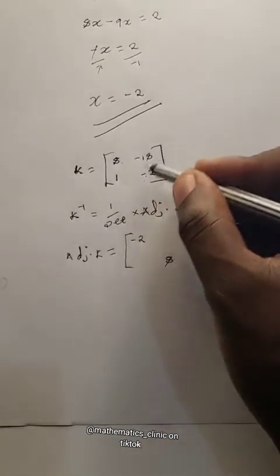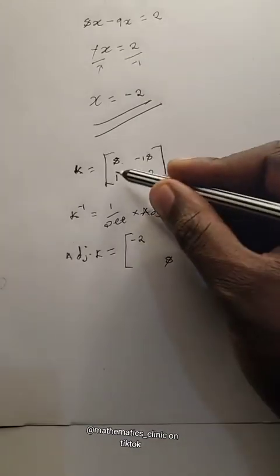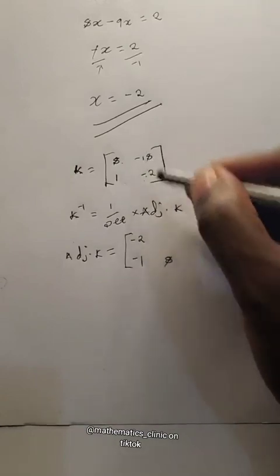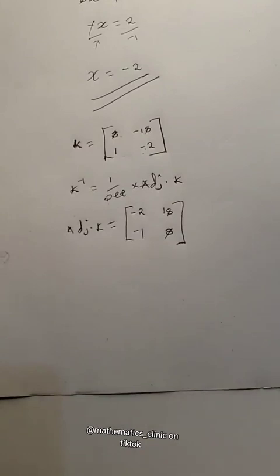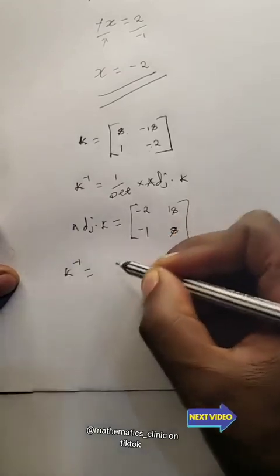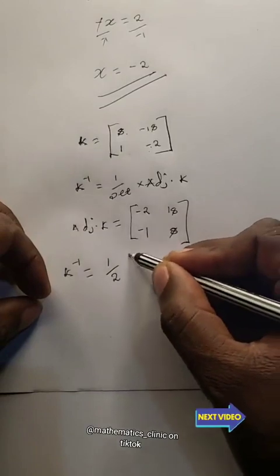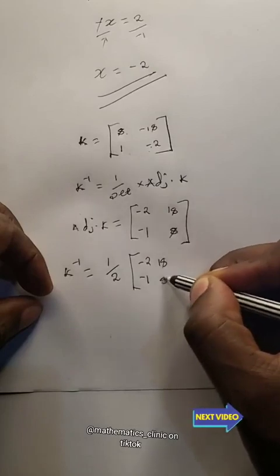Then for the minor diagonal, the signs are the ones that change. So the way this one is positive 1, it becomes negative 1. And the way that one is negative 18, it becomes positive 18. That's how you find the adjoint. After we find the adjoint, my good friend, we come back to this. We say the inverse of matrix K is equal to 1 over, what is our determinant? Determinant is 2, multiplied by the adjoint, which is negative 2, negative 1, 18, 8.